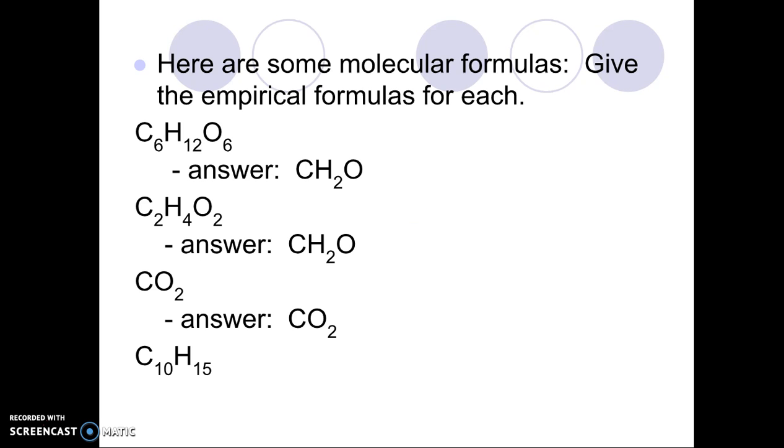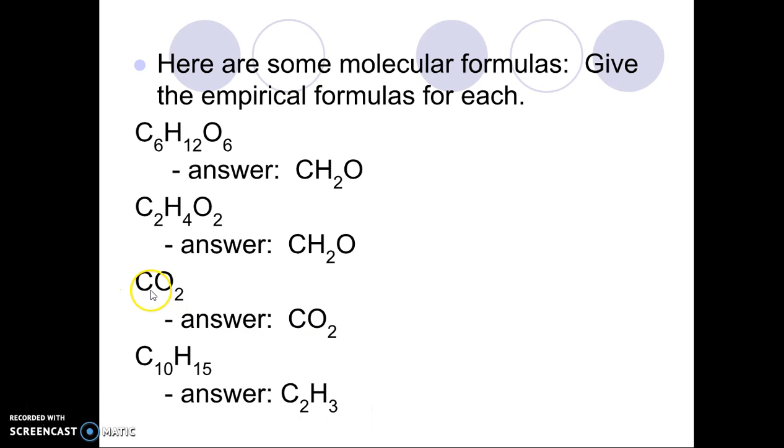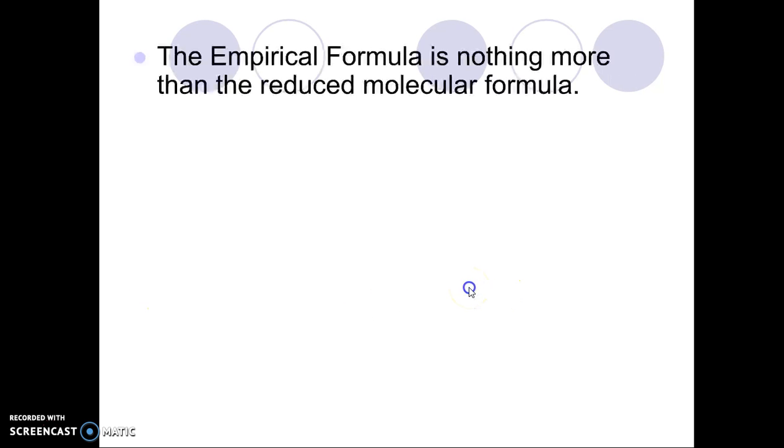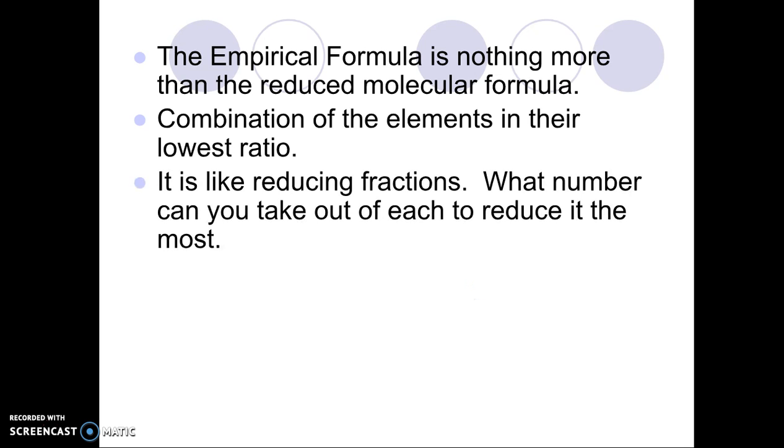CO2 and then C10H15. Notice in this case, the empirical formula and the molecular formula are the same. I can't reduce this down anymore. I already have 1 atom, because remember, we can't have partials or halves. So the empirical formula is nothing more than the reduced molecular formula. It's a combination of the elements in their lowest ratio.